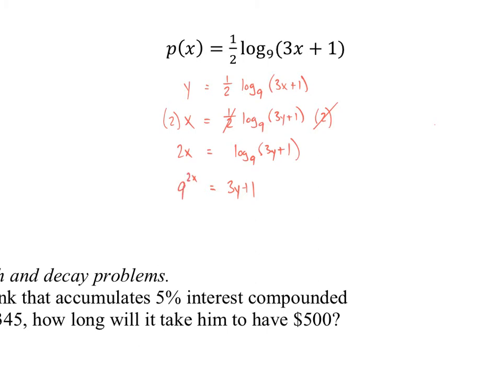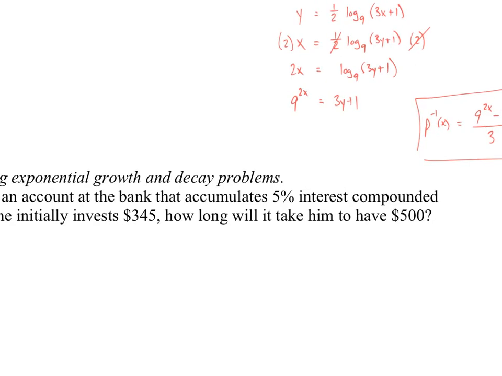After that, you just have to get y by itself. So you're going to subtract the 1, you're going to divide by 3, so you're going to end up with p inverse of x equals 9 to the 2x minus 1 over 3. And that's your inverse function. Okay, let's move on to the growth and decay problems.